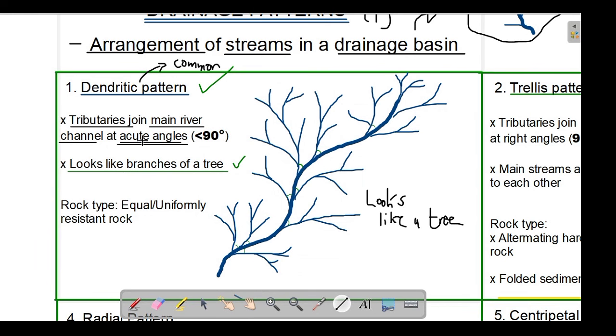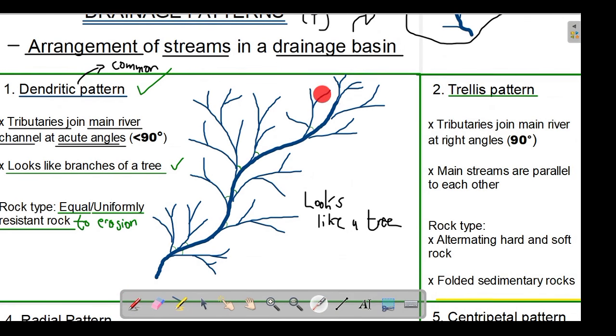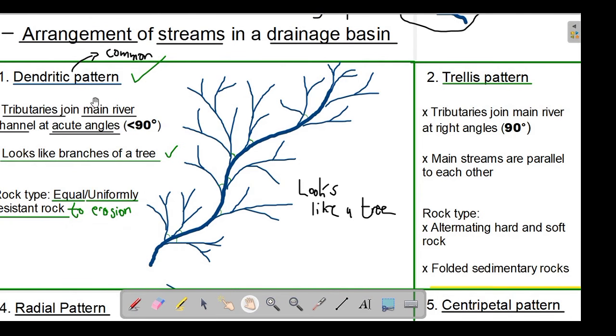So the rock type of the dendritic pattern are rocks that have equal resistance. They have uniform resistance to erosion, okay? So they should be equal or uniform resistant to erosion. That means that the rock underneath this drainage pattern is a rock that is the same everywhere, okay? If you stand here, you'll find the same rock. If you stand there, you'll find the same rock, so on and so on. So it's the same rock all over the drainage basin, okay? It has the same resistance. That means it will erode at the same rate everywhere, at every little area in this drainage basin. So that is the dendritic pattern.